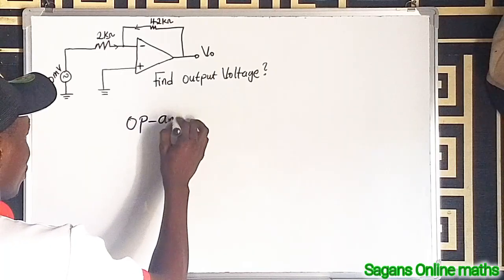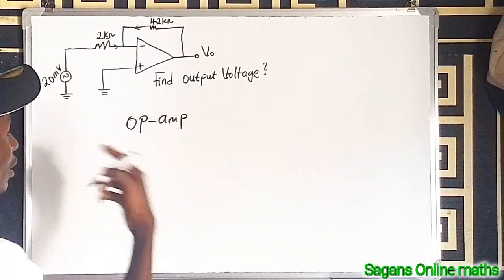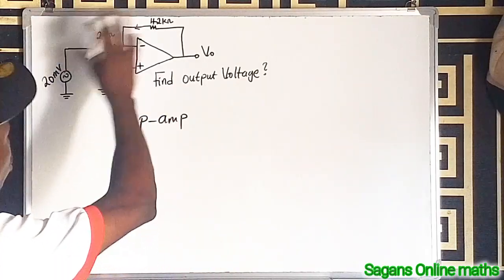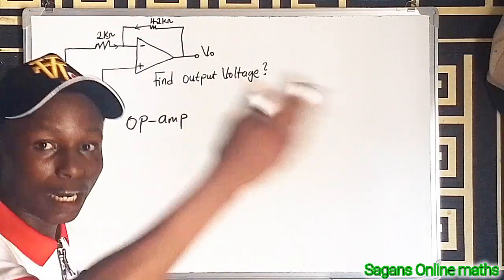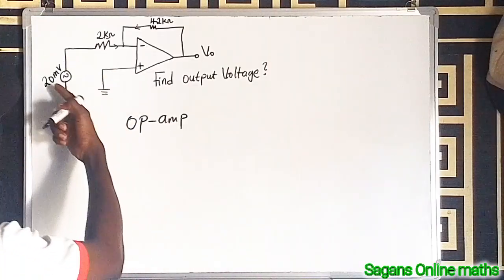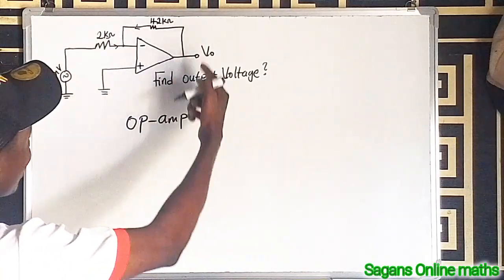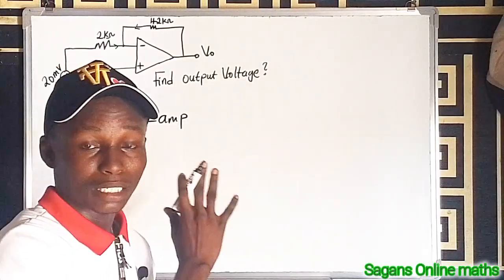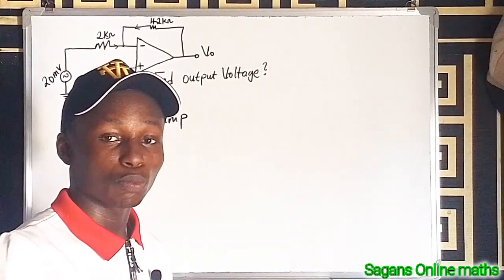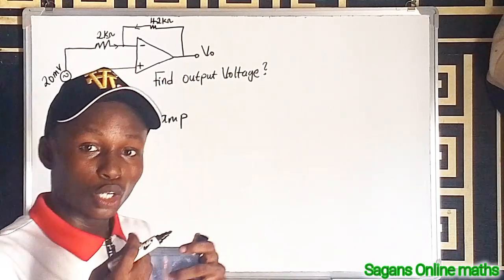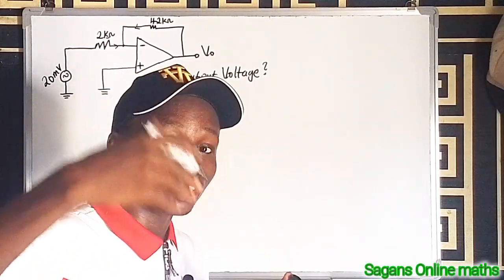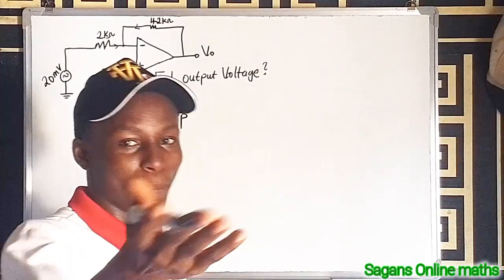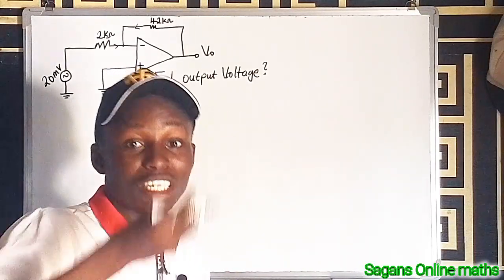Now this is designed to take a small voltage input to produce a larger voltage output. That is how this op-amp is designed. Take note that your amplifier takes a small signal to produce a larger signal to make it strong and stable, right?